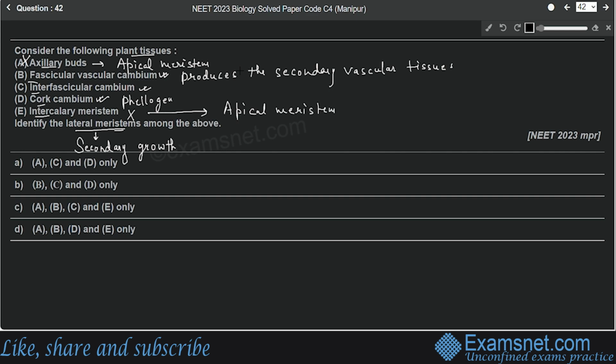And it is involved in the primary growth of the plant, not the secondary growth. Okay, primary growth and elongation. So out of the 5 types of tissues mentioned here, the 3 of them, B, C and D, are types of lateral meristems. Okay, so B, C and D only, that means option B will be the correct answer.